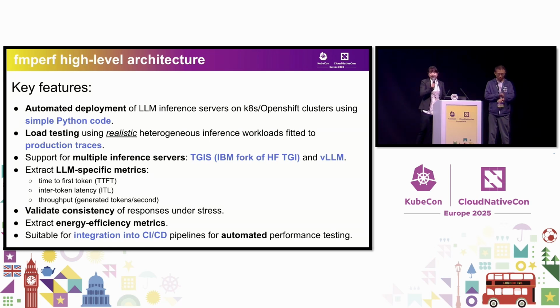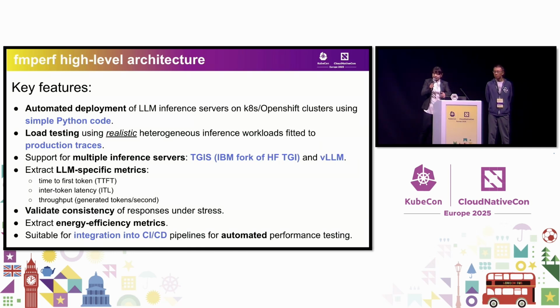And then we extract LLM-specific metrics, as Yuan already mentioned. The important ones, for example, time to first token, inter-token latencies, throughput, and in addition, we actually collect metrics from the GPU as well, using the tool Yuan mentioned. So we have some energy efficiency metrics available as well.